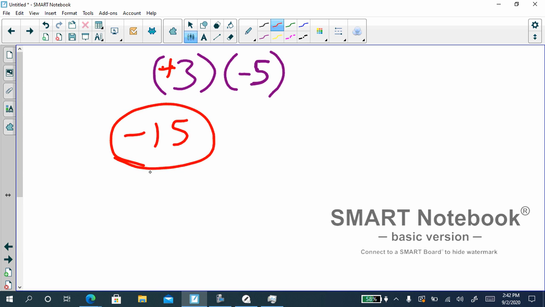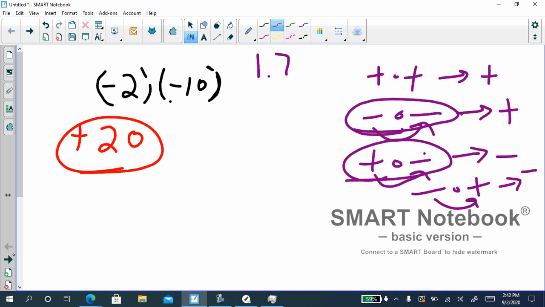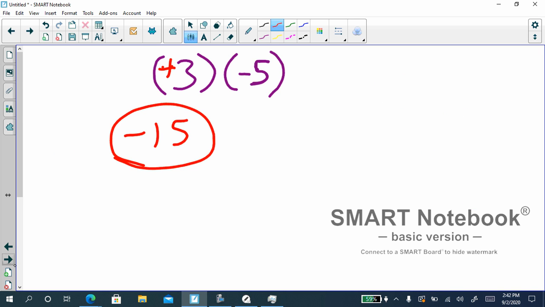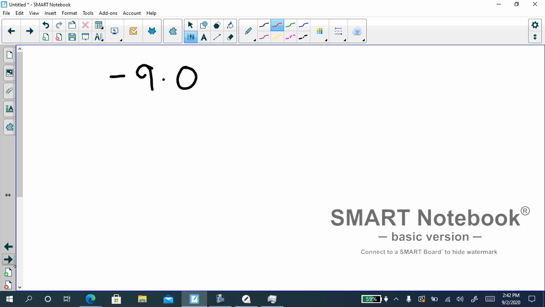So it's different from adding and subtracting, where when we add or subtract, we take the sign based on the largest number. But when we multiply, it's based on, do we have positives times positives, positives times negatives, or negatives times negatives. Here we have a negative 9 times 0. Anything times 0 is 0.